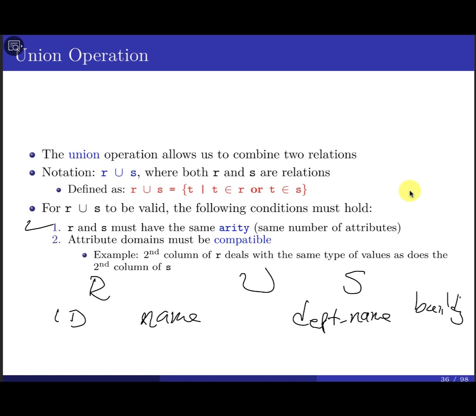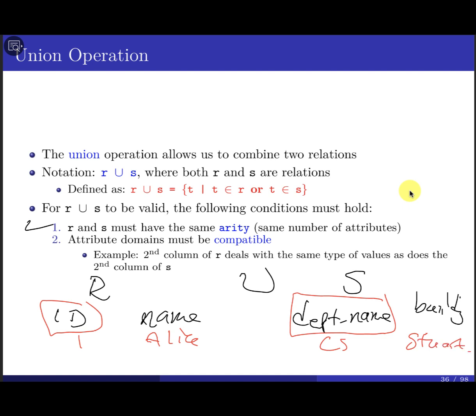The second condition is that they must be compatible. These are domains. The first domain here, take a look. The first domain looks like ID. Here, department name. When you combine this one, let's give an example: one, Alice, and this one, computer science, and let's say Stuart building. When you combine them, this is the result it's gonna have.